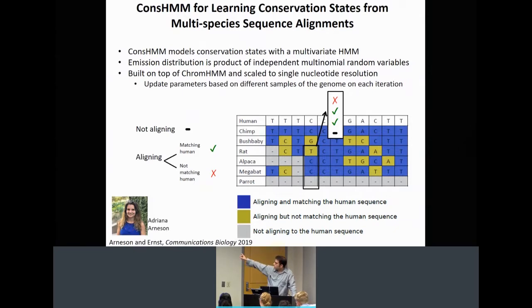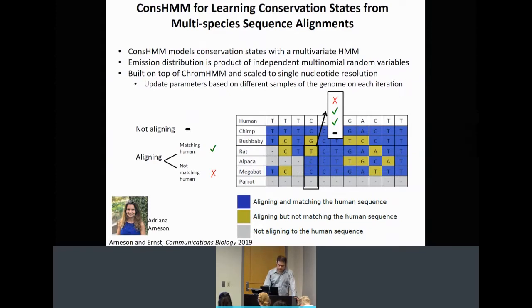We encoded it with, for each species, one of three possible observations. Either aligns and matches the human reference genome sequence, so that's represented with the check. It aligns but doesn't have a nucleotide matching the human reference genome, that would get the X, and then it doesn't align to the human reference genome. Either there's an indel or just no sequence alignment in the region, and that would get this dash observation.